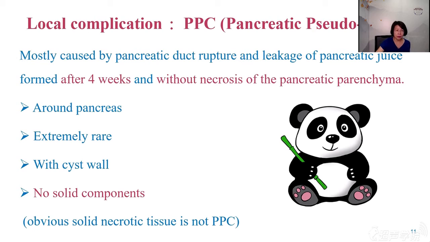The second local complication, PPC. The most important thing is PPC is quite rare. It's mostly caused by the pancreatic duct rupture or leakage. It's without necrosis of pancreatic parenchyma. It has a clear cyst wall and no solid components. It's quite rare.